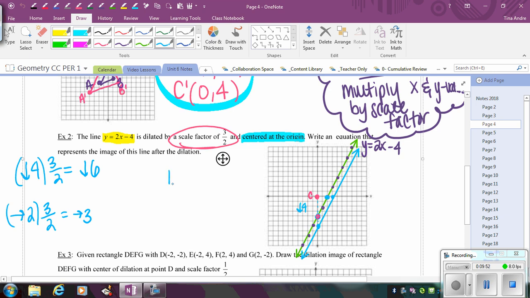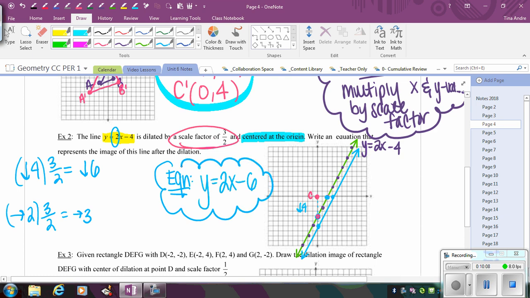So that means when I go to write my equation, it's going to be y equals, because it's going to have the same slope, and then my y-intercept is down here at 6. So my equation is going to be 2x minus 6. So that's one way to be able to solve this. We'll talk a little bit more about this in class, where you don't necessarily need to know 2 points, but we'll talk a little bit more about the lines being parallel and all of that.